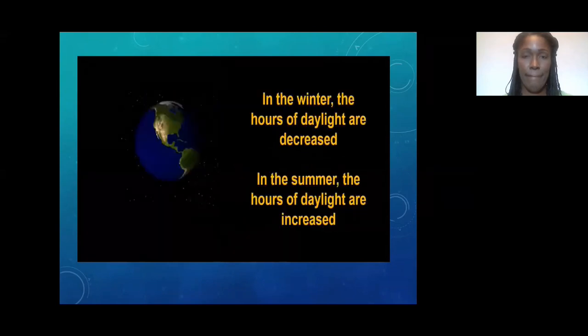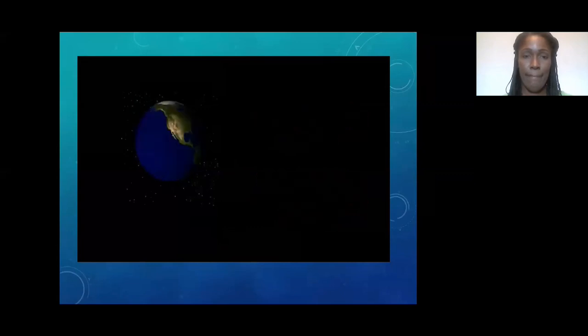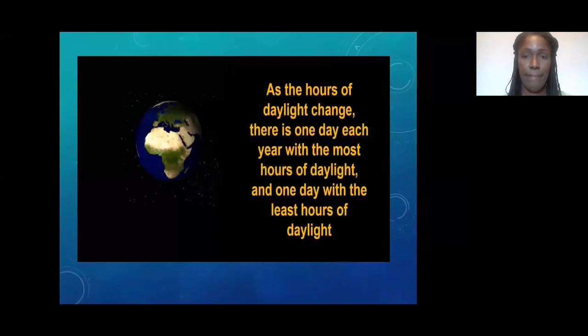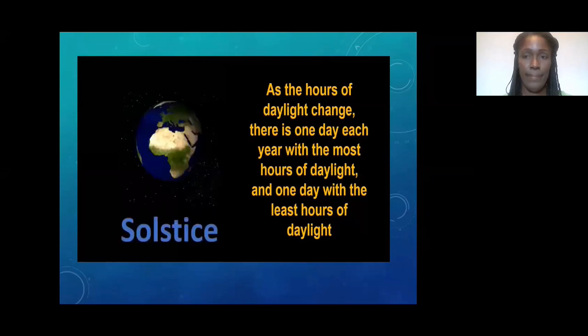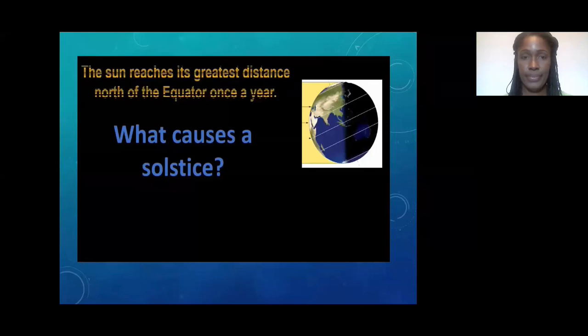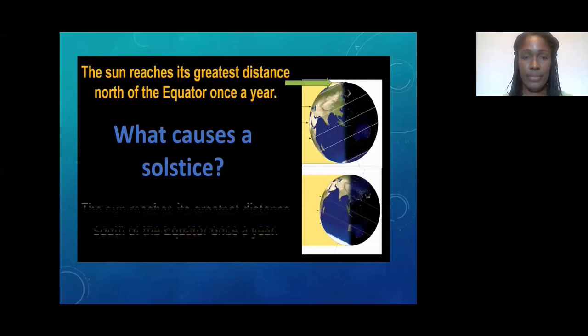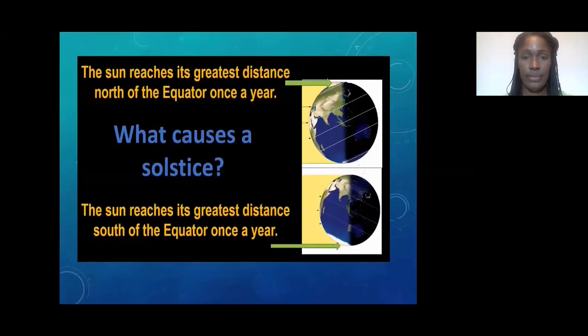So coming back to this idea that winter months have less daylight hours and summer months have more daylight hours, it would make sense that there's a day each year when there is the smallest amount of daylight hours and a day with the largest amount of daylight hours. Those days are solstice days. A solstice day is caused when the sun reaches its greatest distance north of the equator, or when the sun reaches its farthest distance south of the equator.